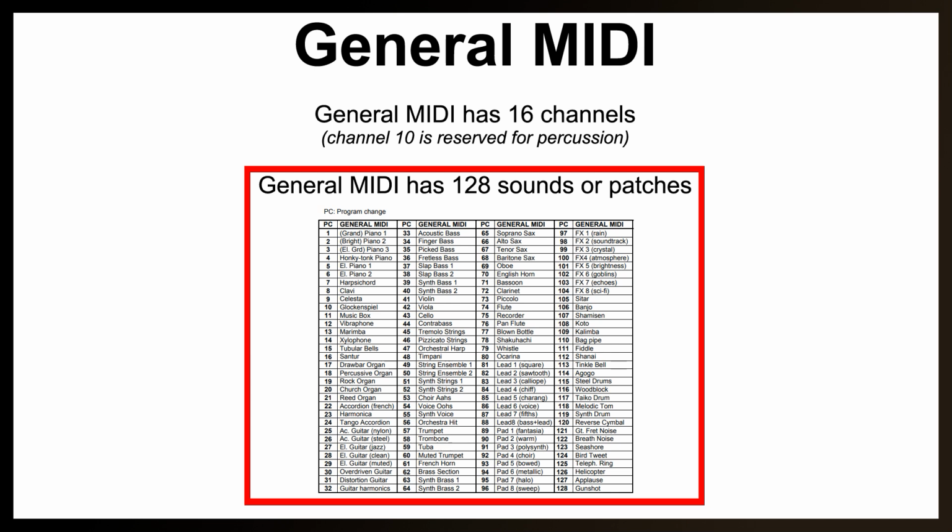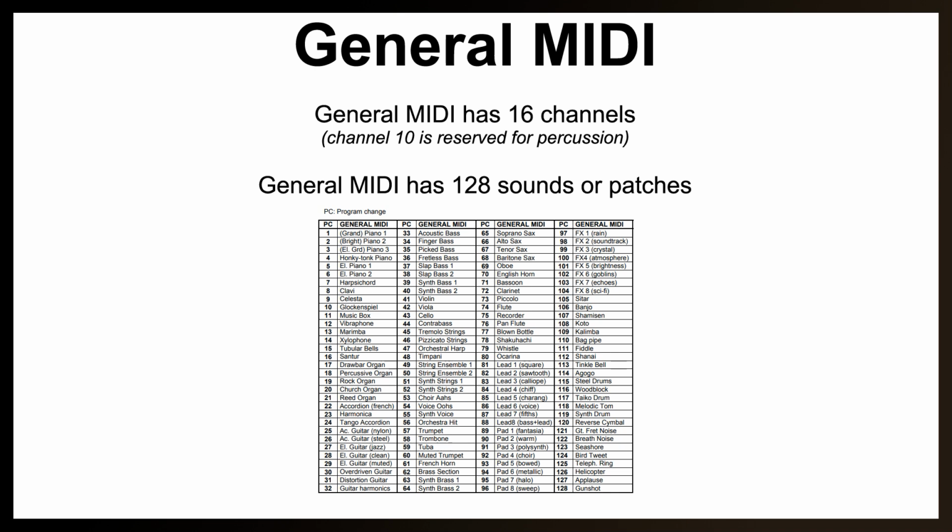So specific presets are reserved for specific sounds. For example, preset 1 will always be a piano, and preset 21 will always be a reed organ. Preset 41 will always be a violin, etc., etc.